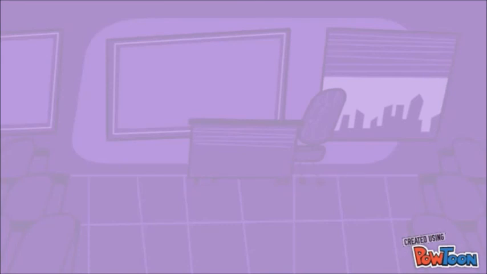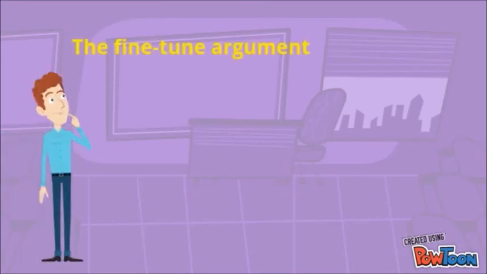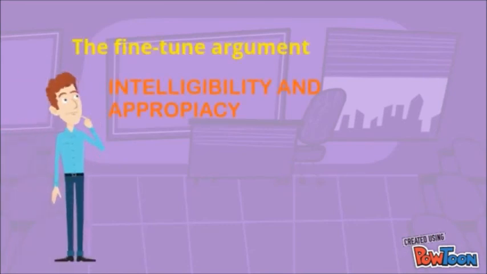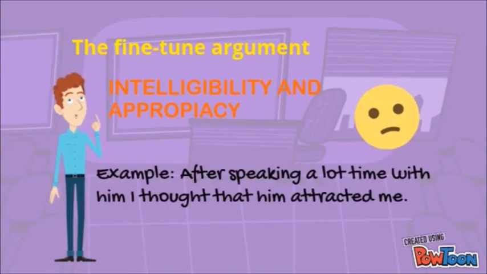Our second argument is the fine-tune. It helps in intelligibility and appropriacy. Let's look at the example. After speaking a lot of time with him, I thought that him attracted me. In this example, perhaps you can understand, but it fails in intelligibility and appropriacy. That is where grammar works.